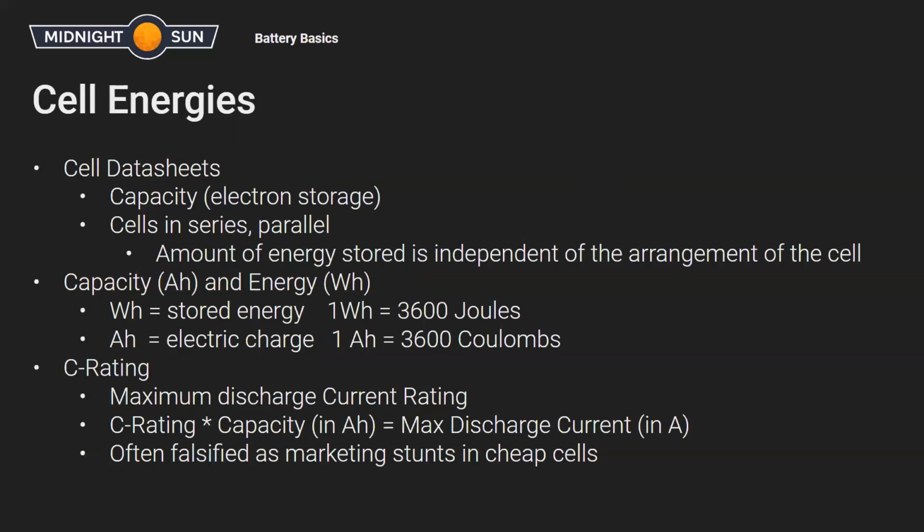So for measuring the cell energy, there's a couple different ways that it can be expressed. So usually you'd look at the data sheet to find this information. So capacity refers to the amount of charge that a battery can hold.